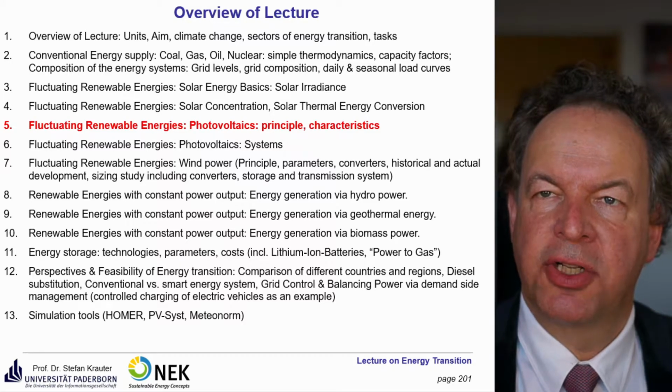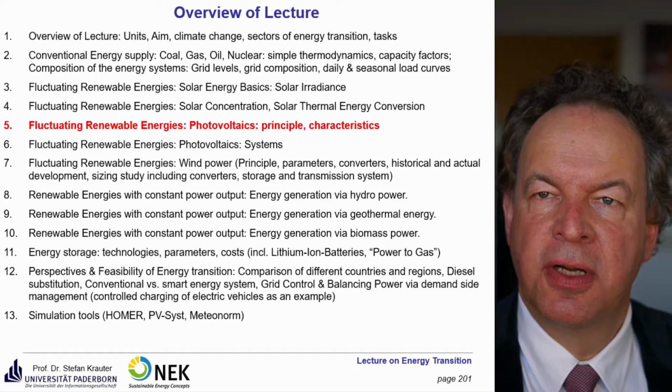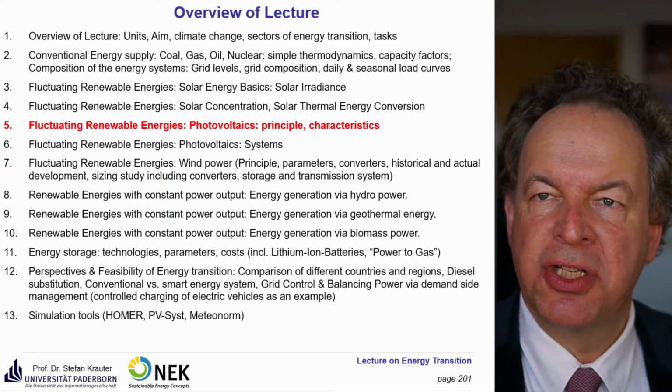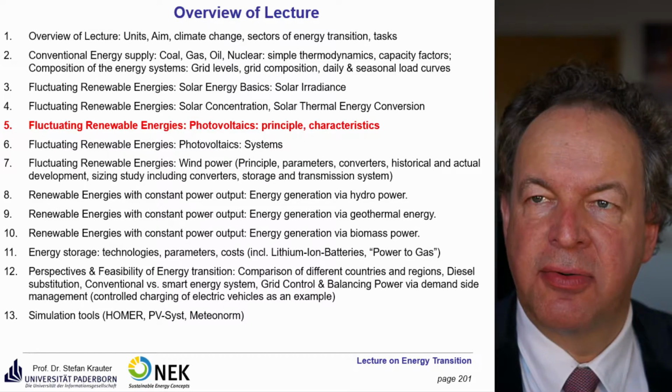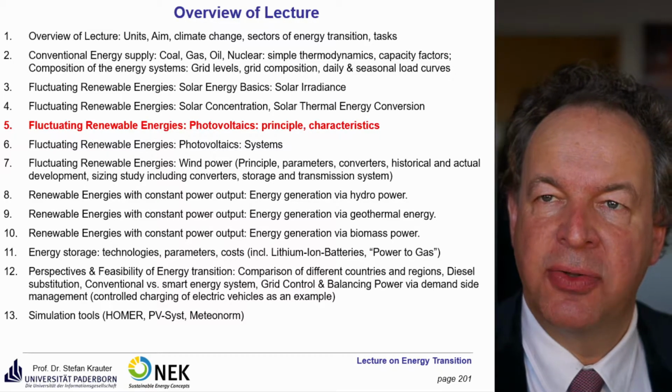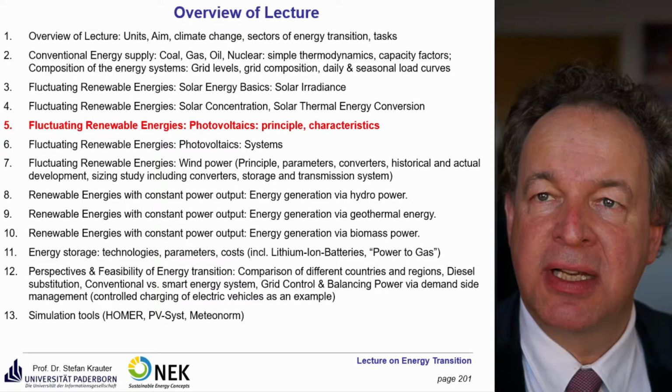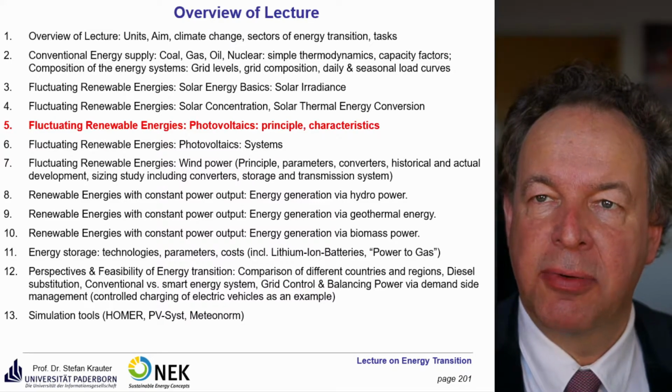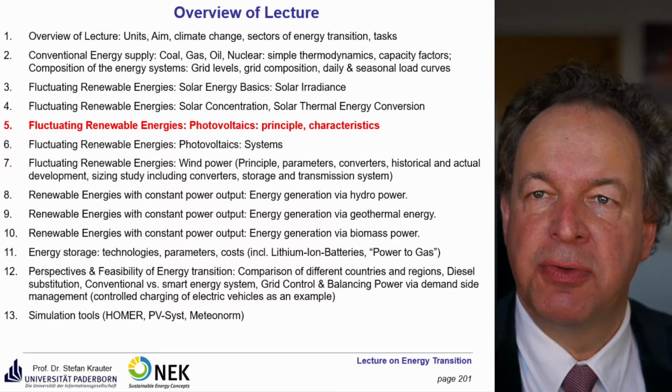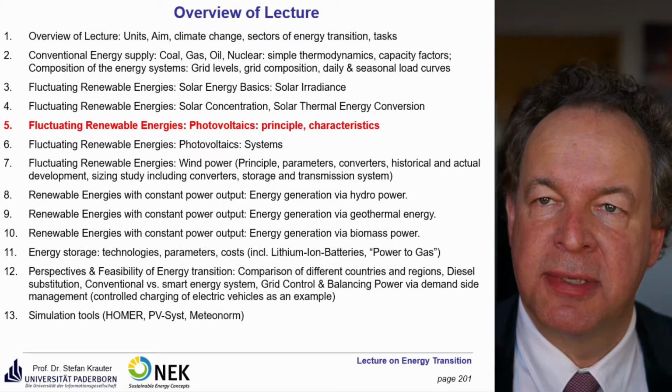Welcome to our lecture on energy transition. Today is the fifth lecture. We talk about fluctuating renewable energy sources, photovoltaics, direct conversion from sunlight into electricity. Today we'll discuss the principle and the characteristics. Next lecture we switch over to photovoltaic systems.